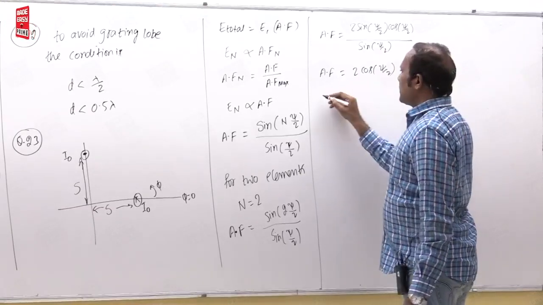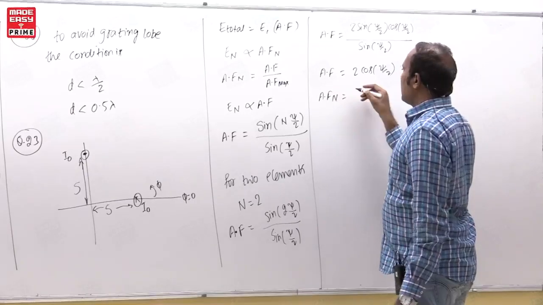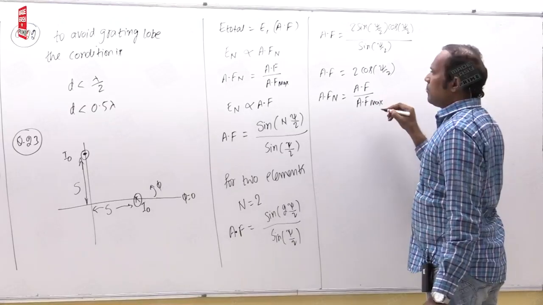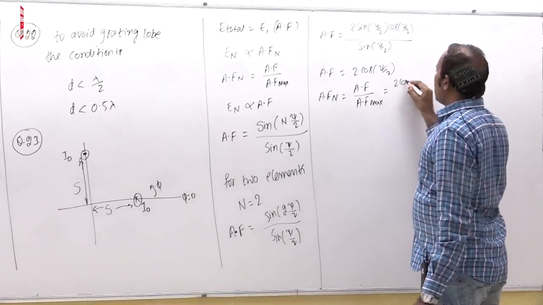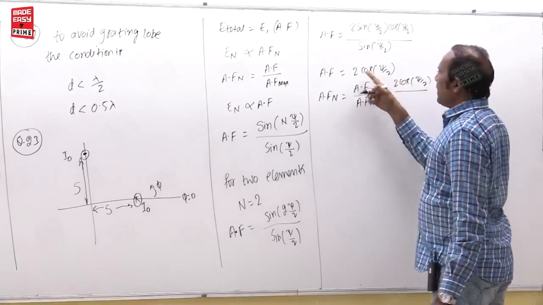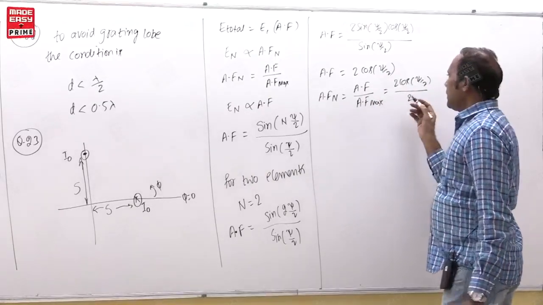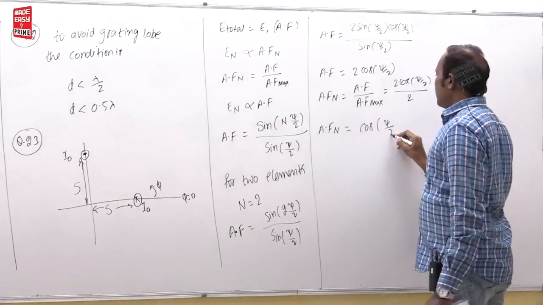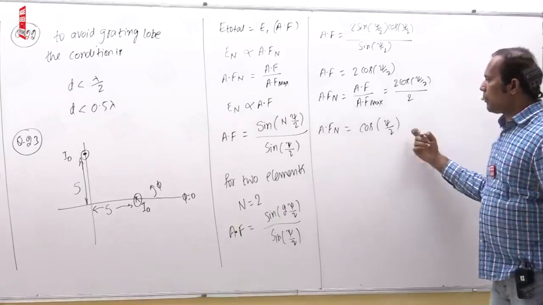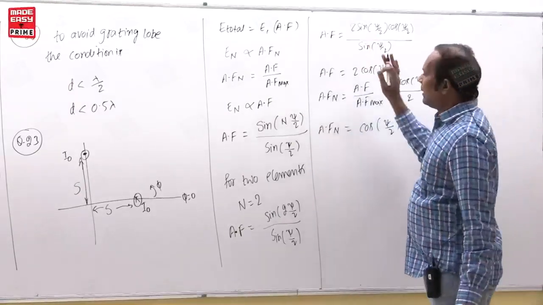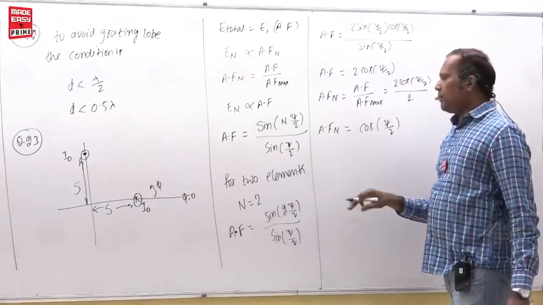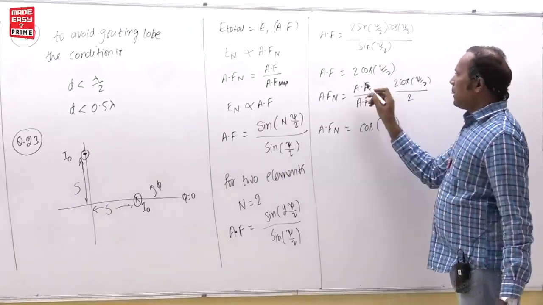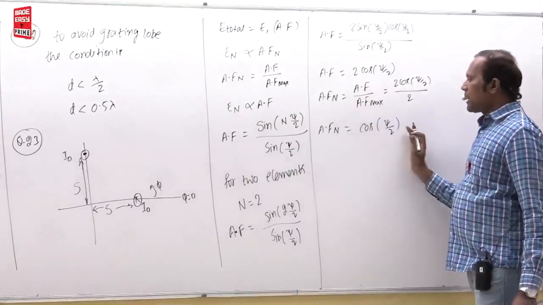You got the sin cancelled. Once again, array factor normalized is equal to array factor divided by array factor maximum. So array factor is 2 cos(psi by 2). This value is maximum whenever psi is 0, so array factor normalized is equal to cos(psi by 2). So you have to find psi now. Normalized electric field is asked, so you find the normalized array factor. It is very simple. For a two element array, the normalized array factor is cos(psi by 2).